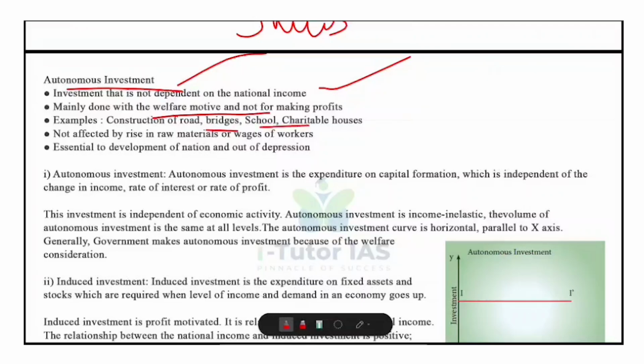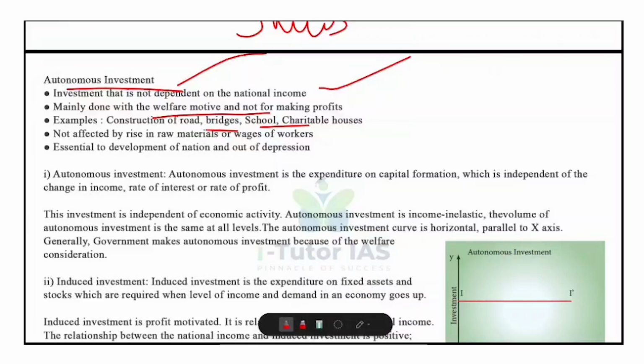Then what about the next feature? It is not affected by changes in wages, raw material prices or interest rate in the short run. And also it remains constant even during depression. It helps to revive the economy. For example, construction of roads, bridges and dams, establishment of schools, setting up charitable institutions, then government spending on the public utilities and rural development.